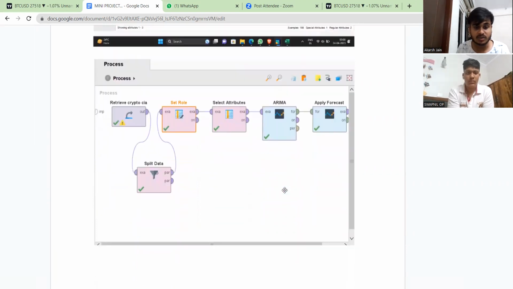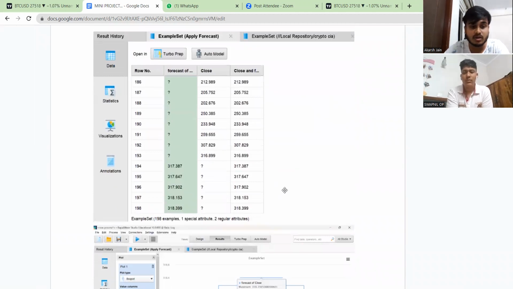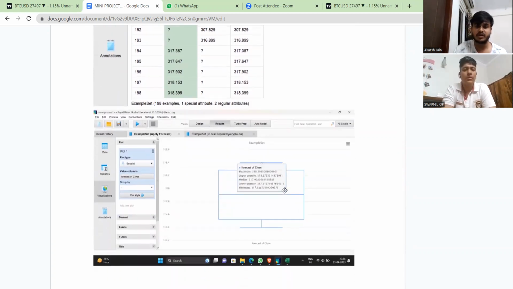Next slide, please scroll down a bit. If we see from 186 to 193, the closing values are the same, 212.989 till 193. Whereas from 194, I have selected the best five outcomes which can be predicted, and it shows a growing stage. In 192 it was 307, then it took a huge gap to 316, it slowed down a bit to 317, and further it was maintained at 318.